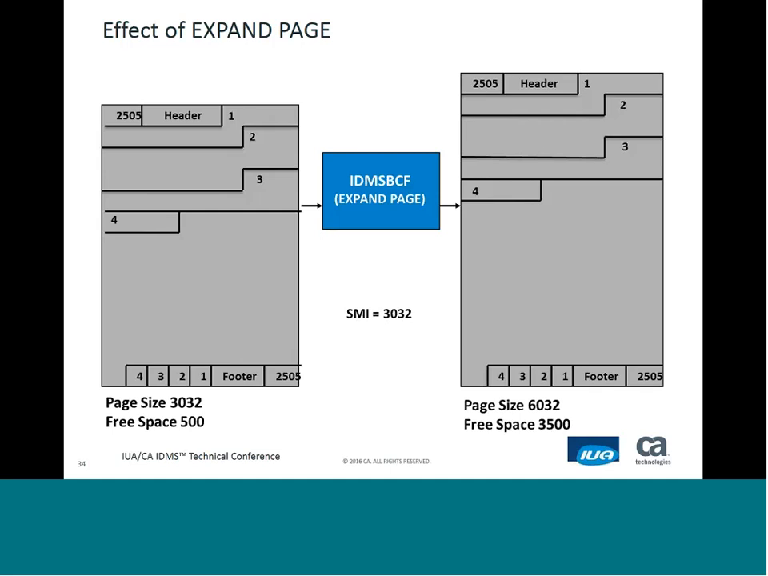So now we're adding 3,000 bytes. What in essence we've done is we've increased the amount of free space in the middle of the page to 3,500 bytes. So it's just a very simple procedure of taking a chunk of data from one page and putting it at the top and another chunk at the bottom and keeping that free space in the middle of the page.